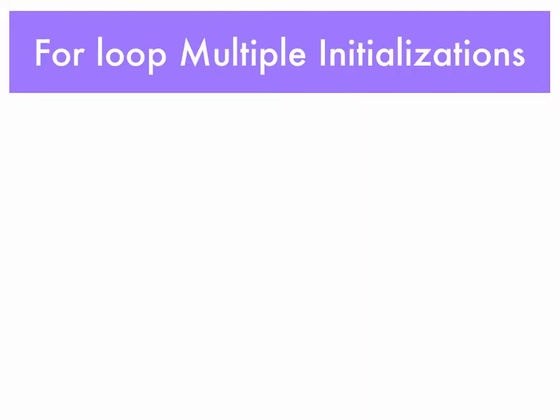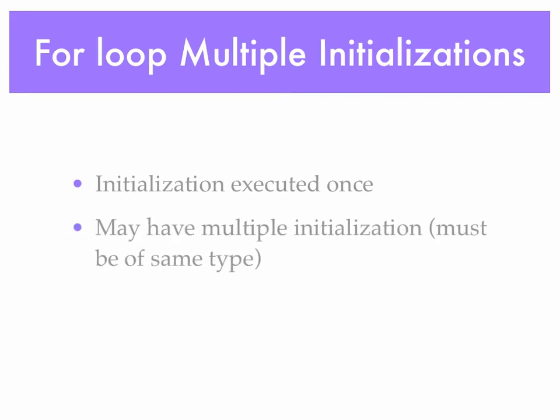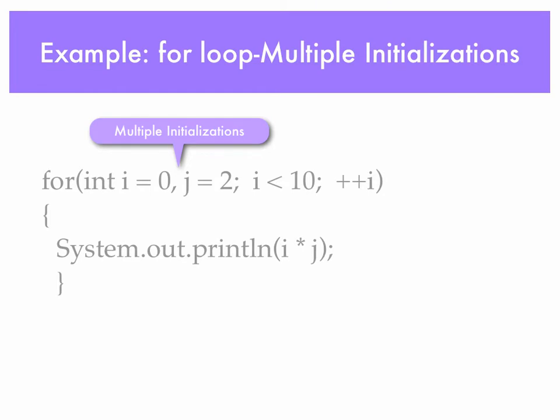Now, I can have multiple initializations. Remember that my initialization executes only once. I can have multiple initializations, but all of them must be of the same type. And I'm going to separate them by commas. Here's an example of multiple initializations. I've got my for loop, and it's for int i equals 0, and then j equals 2. I've got my same test, i less than 10, and plus plus i. Here I'll print to the screen i times j. So my multiple initializations, same type, separated by commas.